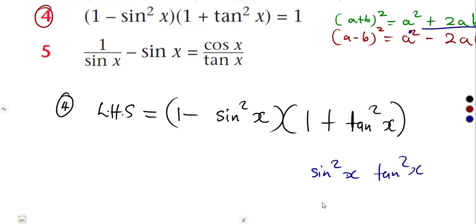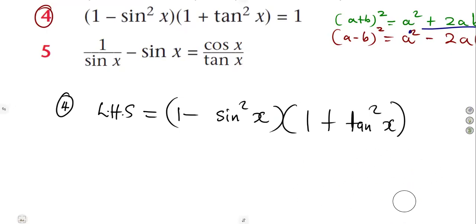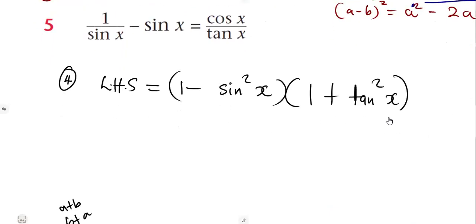How can we simplify this? Because it will be like this: sine squared times, remember, tan squared, it will be sine squared of x over cos squared of x. And these two cannot cancel, so it's going to be complicated to work with. So let's put away the mind of expanding.